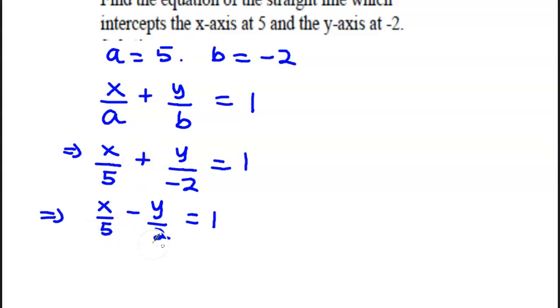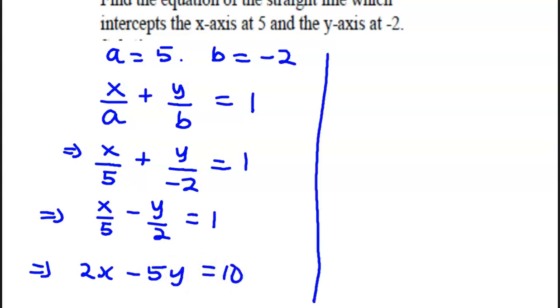So the LCM is 10, so we multiply through by 10. When we do that, we have 2x minus 5y, which is equal to 10. All of them to the left hand side, then you are going to have 2x minus 5y minus 10 is equal to 0.